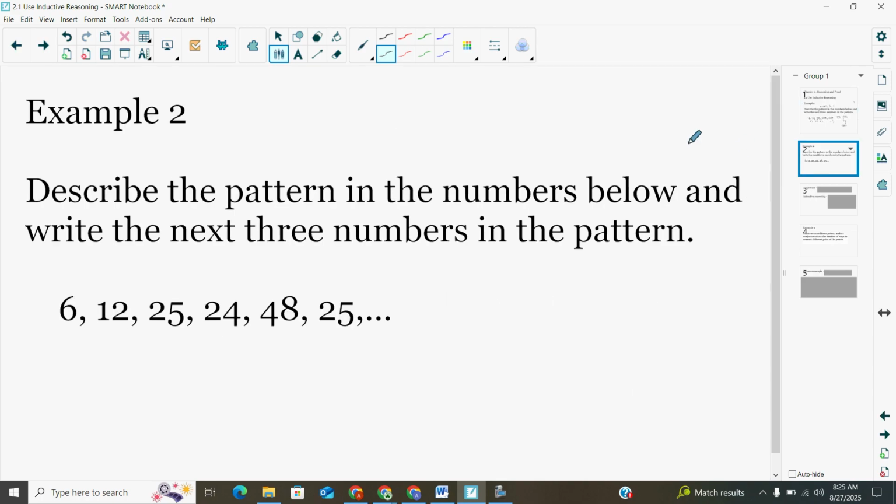Example 2, we're again given a number sequence. Exactly the same directions. Describe the pattern that's given in numbers, and then write the next three numbers in the pattern. This one's not as obvious though. 6, 12, 25, 24, 48, 25.